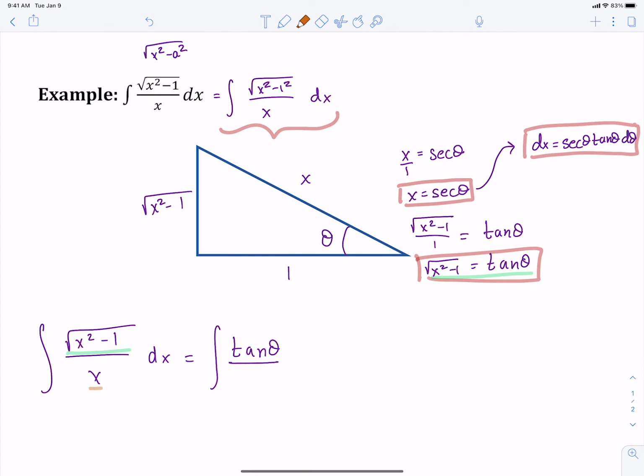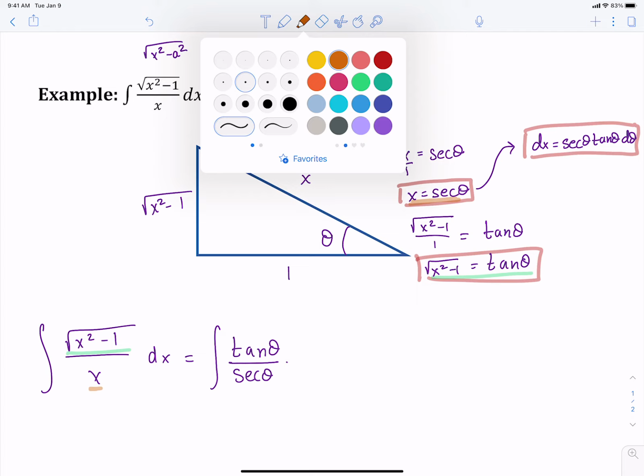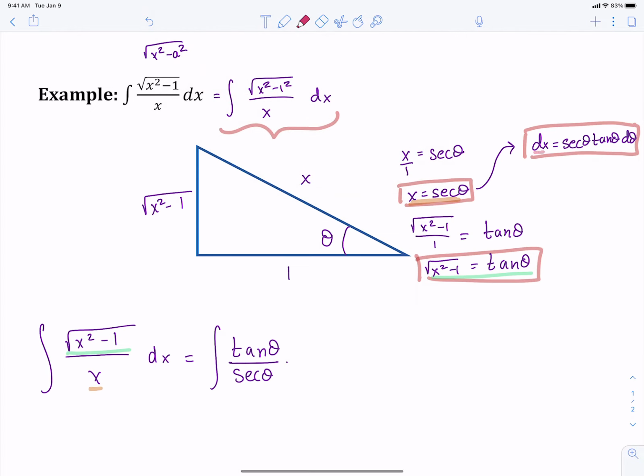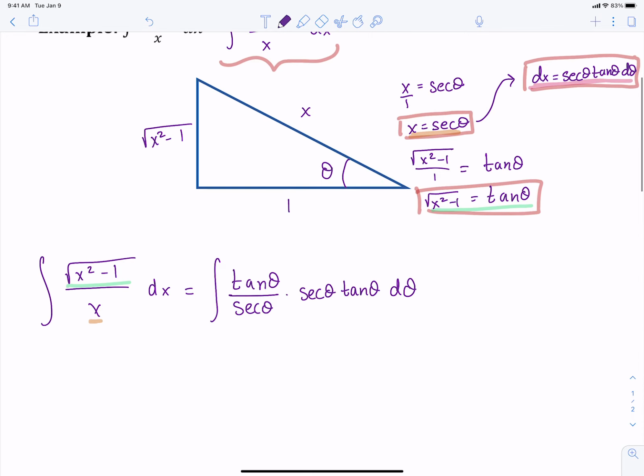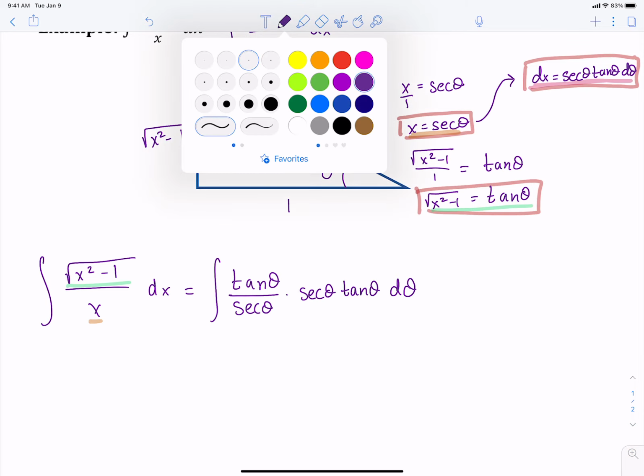x is secant of theta, so that's going to be on the bottom of our fraction. And then our dx is secant of theta tangent of theta d theta. Ooh, I'm replacing so much there. So secant of theta tangent of theta d theta. So now our integral is all in terms of theta, and there's a little bit of canceling that we can do.